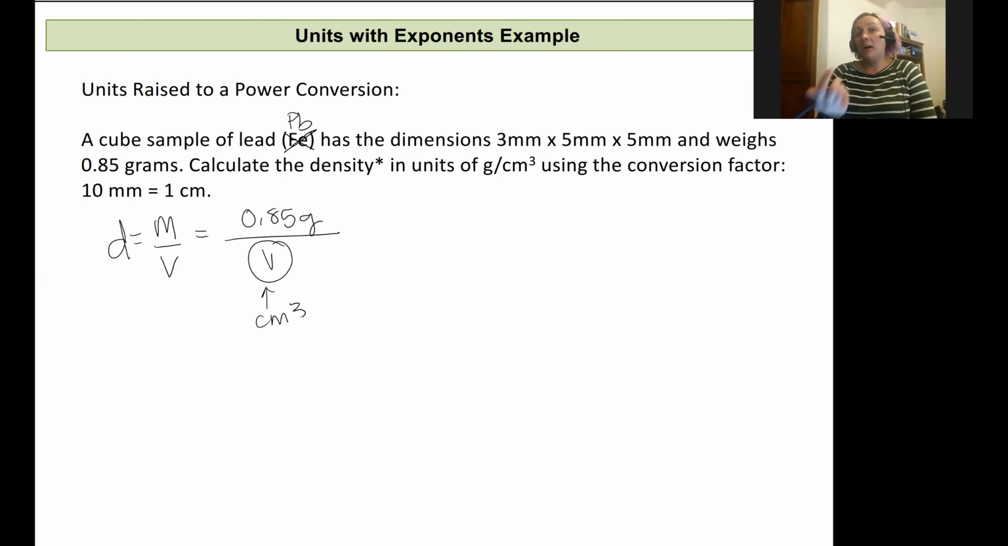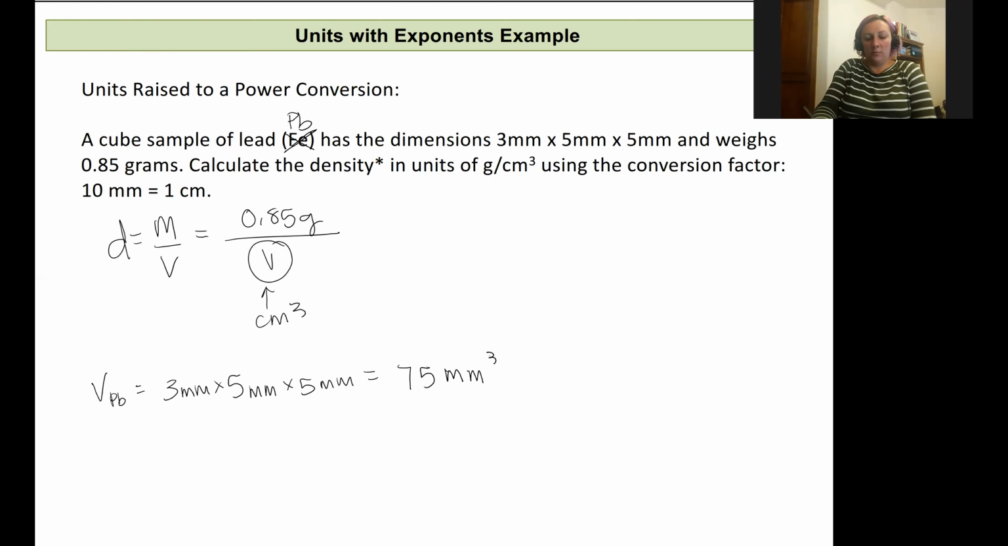So I'm going to start by calculating the volume of my cube of lead. So the volume of the lead is going to be equal to 3 millimeters times 5 millimeters times 5 millimeters. That's going to equal 75 millimeters cubed. If I've measured this, I really only have one significant figure though, right? So I'm going to underline my 7 right here and keep all of my digits moving forward. But if I were to stop at calculating the volume in millimeters cubed, I would round this up to 80 millimeters cubed. We'll just underline for now.